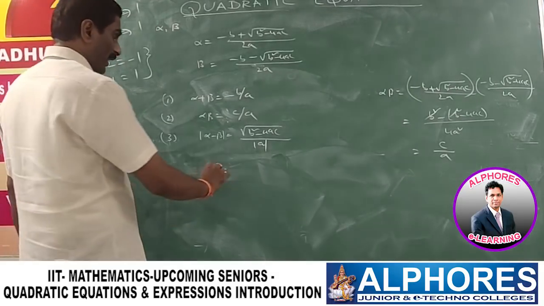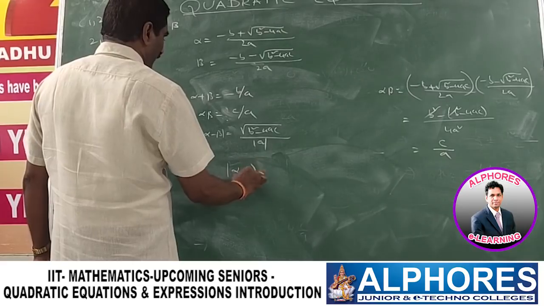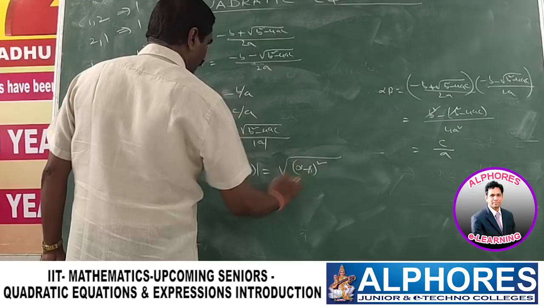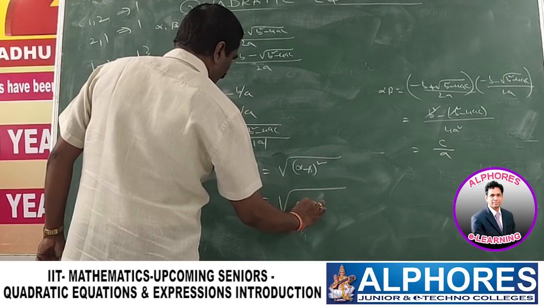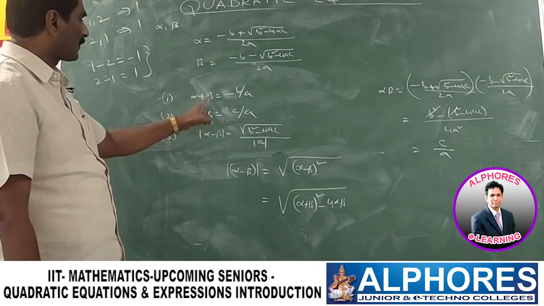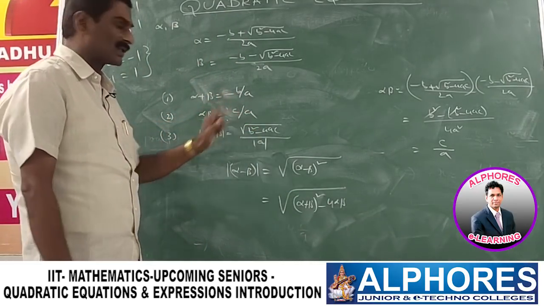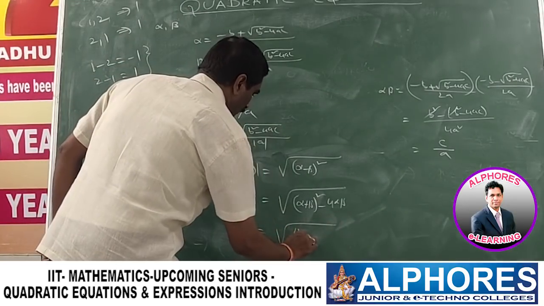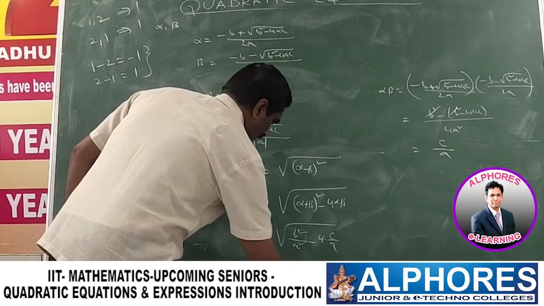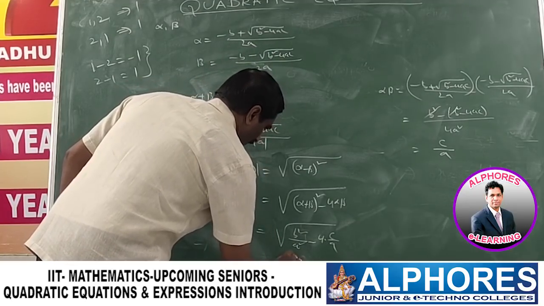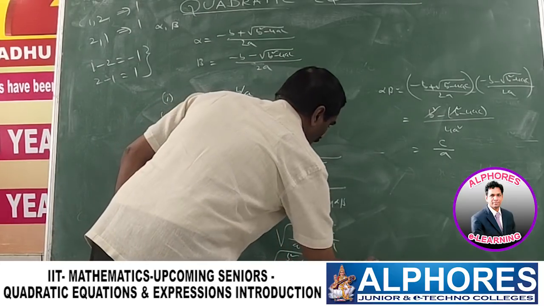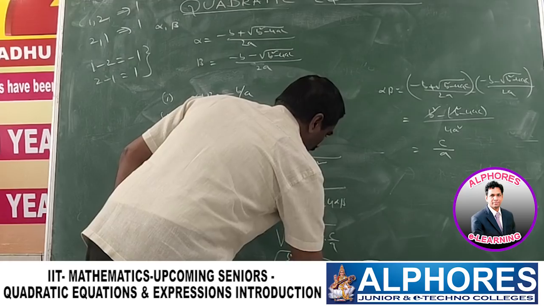It can be proved in the following way. Mod alpha minus beta is equal to the square root of (alpha minus beta) whole square. That is equal to the square root of (alpha plus beta) whole square minus 4 alpha beta. We know that alpha plus beta is equal to minus b by a and alpha beta is equal to c by a. That is equal to root over b square by a square minus 4 into c by a. That implies b square minus 4ac by a square. That is equal to root over b square minus 4ac by mod a.